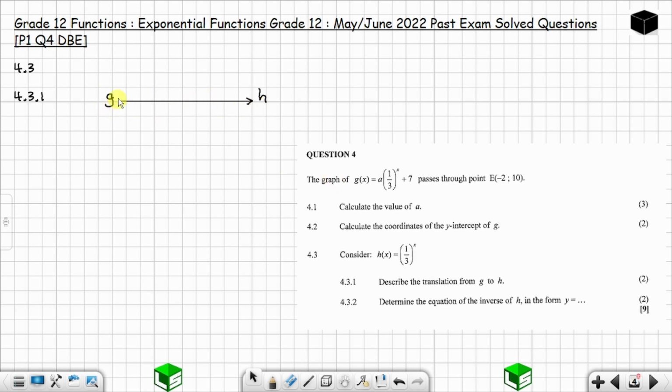What is the equation for g of x? You are given it. So g of x is equal to this. You can see the value of a is 1 over 3, so I have replaced a by 1 over 3. We calculated it in 4.1. We need to describe the translation from this graph to the graph of h. What is the equation for h? It's given there: h of x is equal to this.